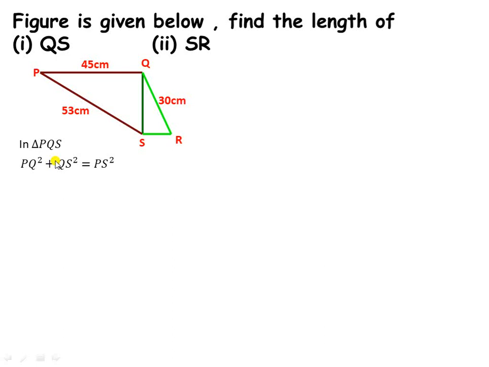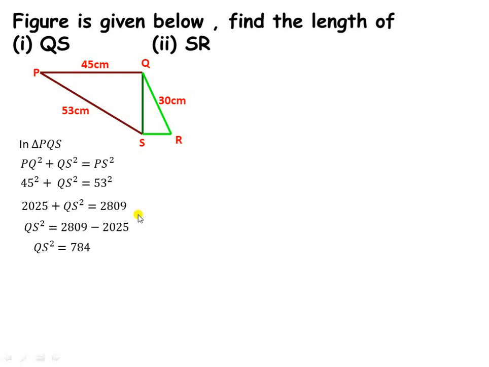Then assigning the values, PQ is 45, QS is unknown, remains as it is, PS is 53 centimeter, so 53 square. In the next step, take the squares of each term. Then in the next step, 2025 will go on the left hand side. Then simplification, we get QS square equals 784. In the last step we have to take the square root on both sides. So QS equals 28 centimeter.